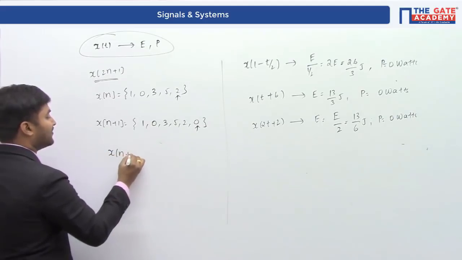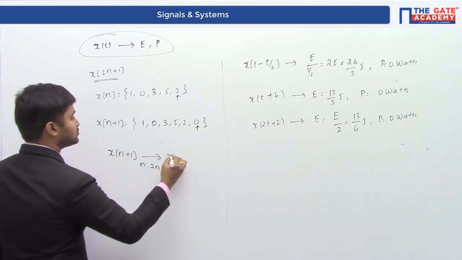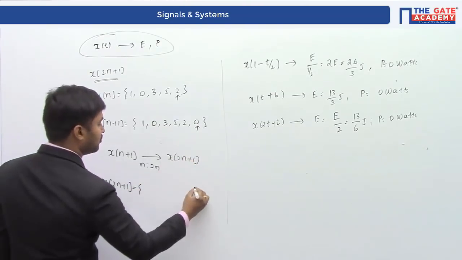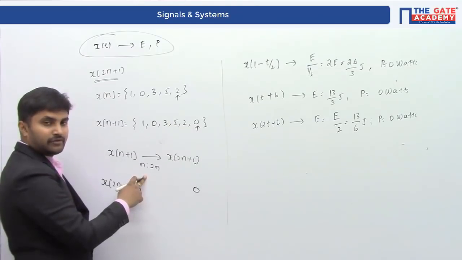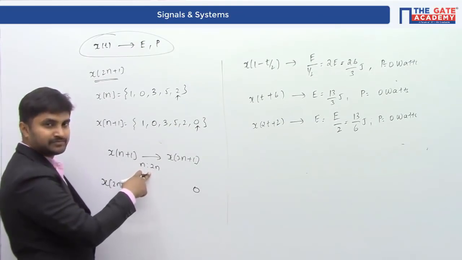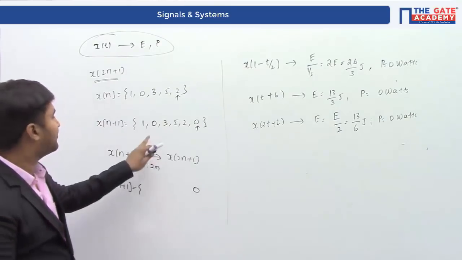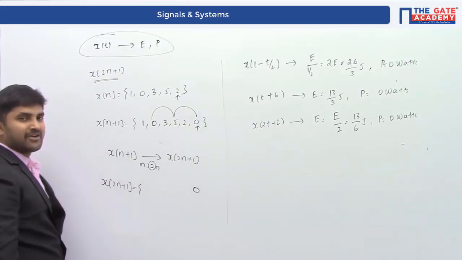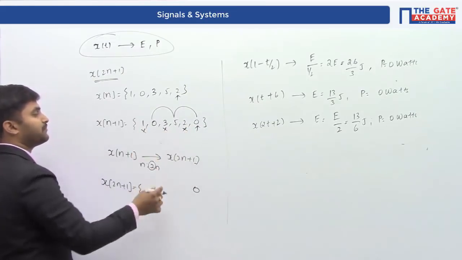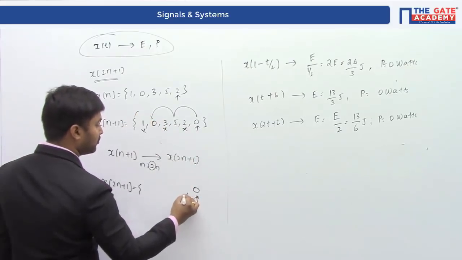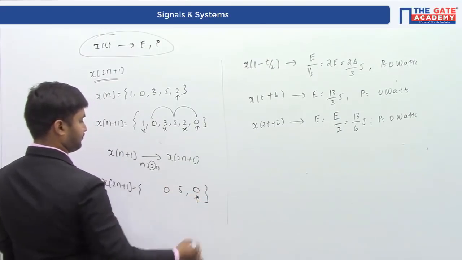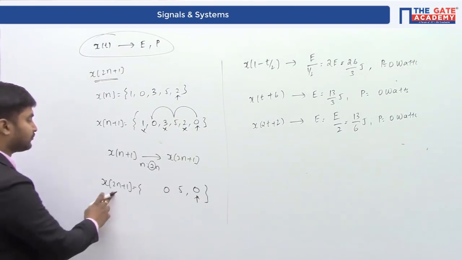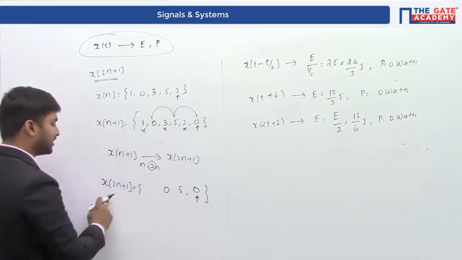From x of n plus 1, I will apply the scaling so that it becomes x of 2n plus 1. Whenever the scaling parameter is greater than 1, here it is 2, I am going to do the downsampling. I reduce the number of samples in the original signal. With a scaling parameter of 2, I pick every second sample and discard the remaining samples. So what I have is 0, 5 and then 0. So x of 2n plus 1 is 0, 5 and 0.